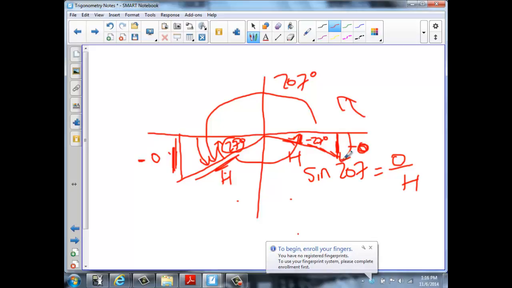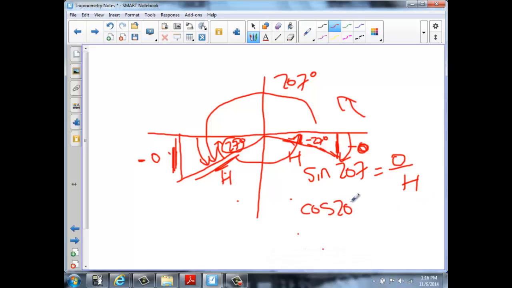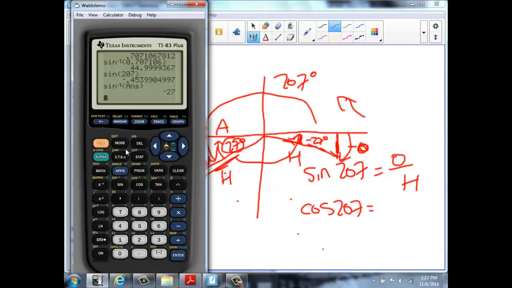Let me try another example. I just picked sine as one of the three. Let's try another one. Let's try cosine. So take the cosine of 207. Before you press enter, though, cosine is supposed to be whatever the adjacent over the hypotenuse is. The adjacent would be right here. It's negative. So I'm expecting a negative number. So if I were to take cosine of 207, I'm going to get a negative number.